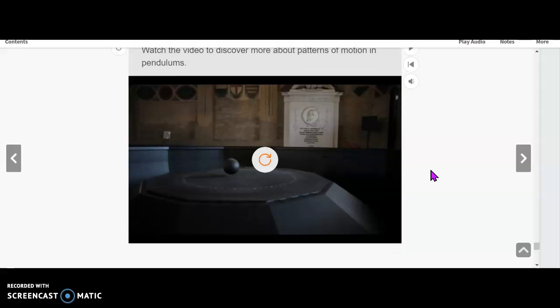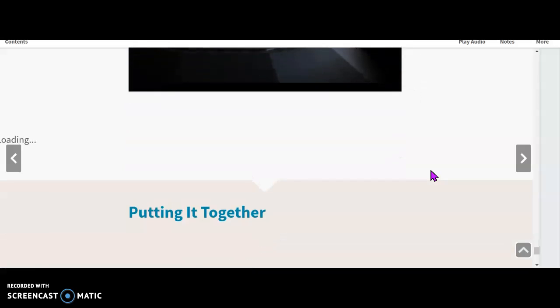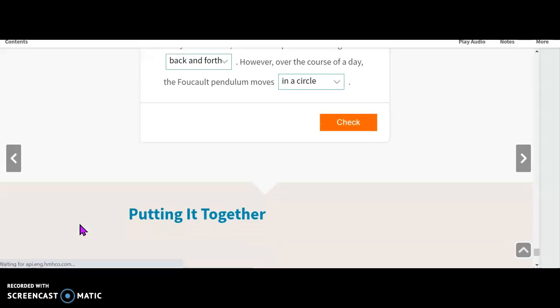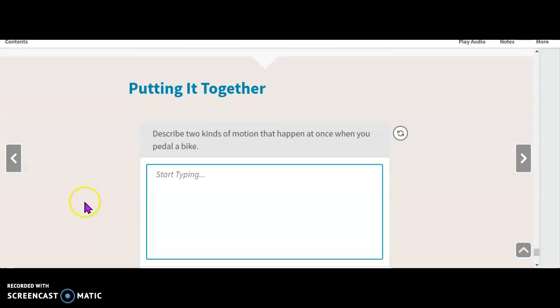All right, your job now is to answer 12 and 13 on the bottom of your page. So you have a fill in the blank. Every few seconds, the Foucault pendulum swings back and forth. However, over the course of the day, it actually moves in a circle. So pause this video to check your work, and then I want you to answer 13 on your own.